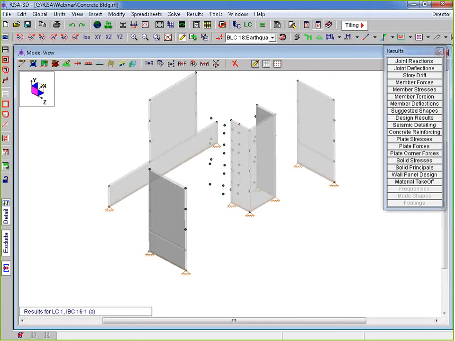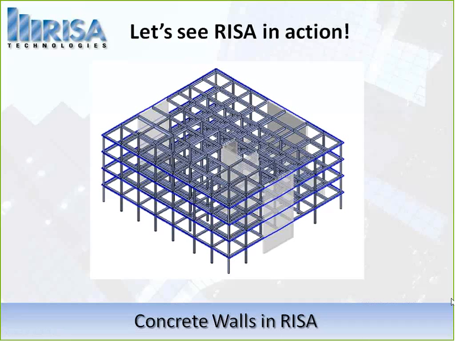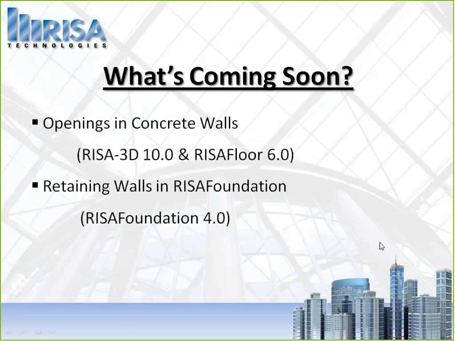Okay, so I'm going to jump back in here, and we're going to talk a little bit about what's coming next in Risa. So right now we just did shear walls in there. We didn't see any openings yet. Coming in the next version, we're going to see openings in that shear wall. So in version 10.0 of Risa 3D and Risa Floor at 6.0, we're going to see some openings. And that's going to help you maybe in those shear walls and those cores, you can do some opening design there.